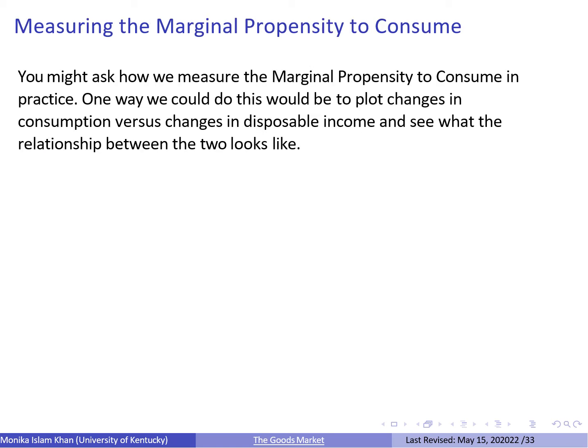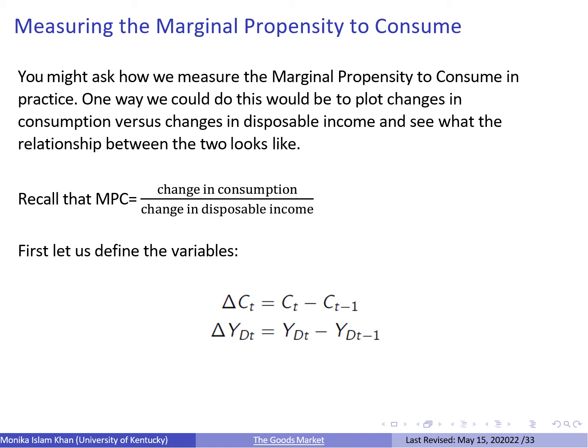Now, we've been talking about the marginal propensity to consume a lot in this chapter, but how would we calculate or measure the marginal propensity to consume for an economy? One way would be to plot the changes in consumption versus the changes in disposable income. Another way would be by using econometrics. Now recall from your principles of macroeconomics class that MPC, your marginal propensity to consume, equals change in consumption over change in disposable income.